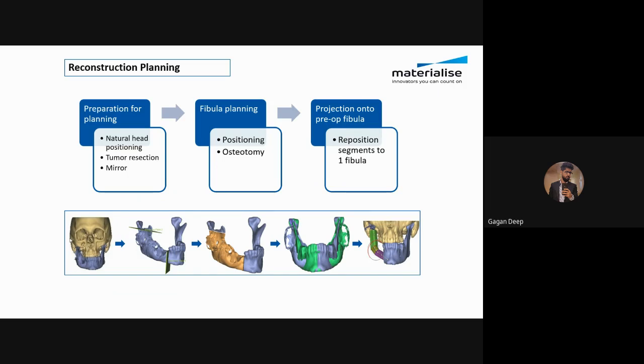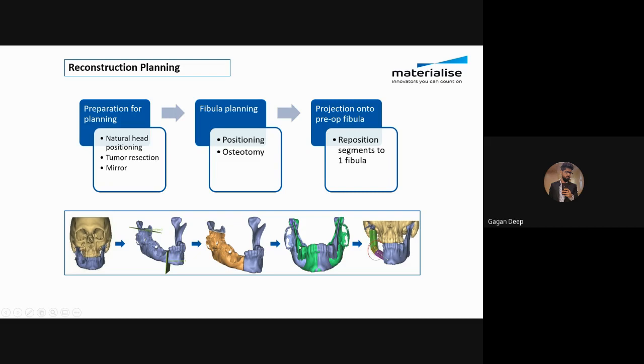Now the next procedure is the reconstruction planning. I'll explain this with the help of this small example. Suppose this patient had a tumor here, right? The first part is to resect this tumor. What you can do is create the datum planes or cutting planes where you can resect the bone. As you can see in the third part, I've resected the tumorous part.